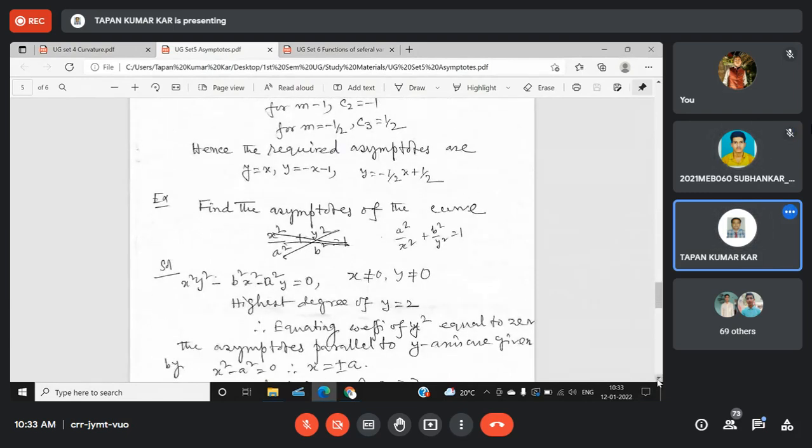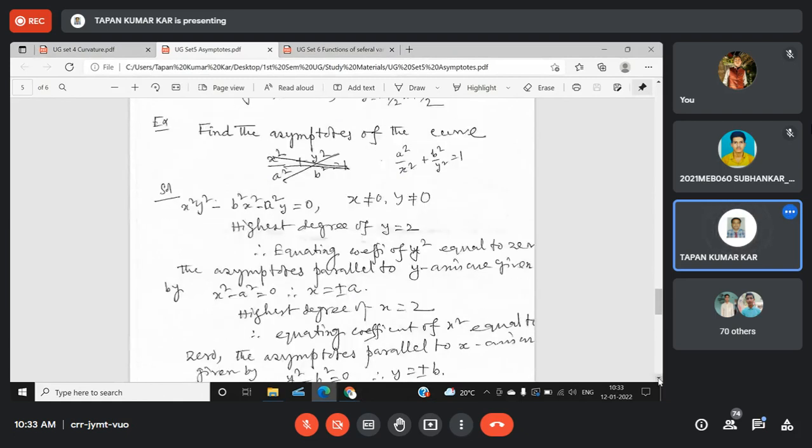Okay, next, come to this example. Find the asymptotes of the curve a square by x square plus b square by y square equal to 1. After simplification, it is x square y square minus b square x square minus a square y square equal to 0. Now, here the equation is what? Fourth degree equation.